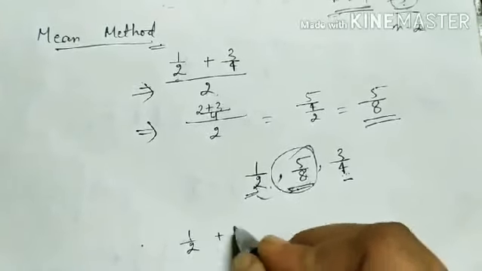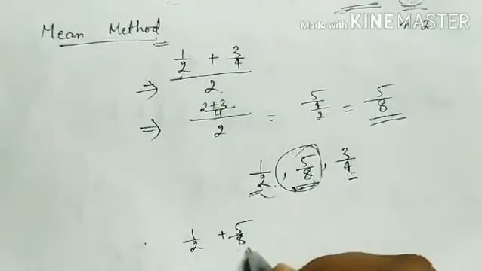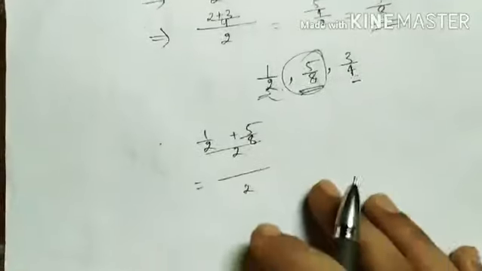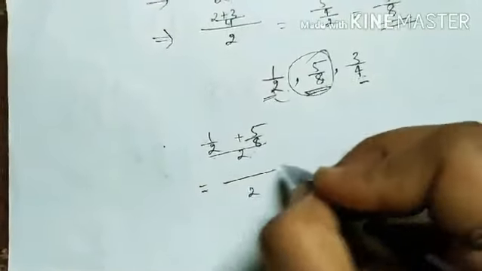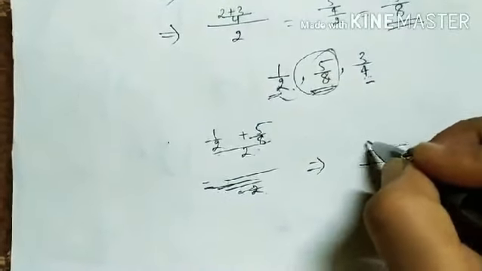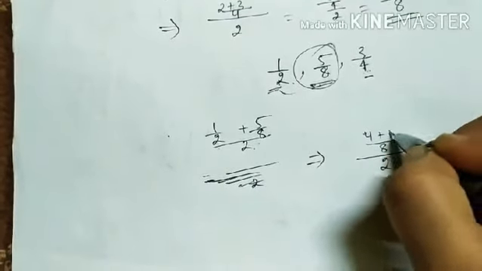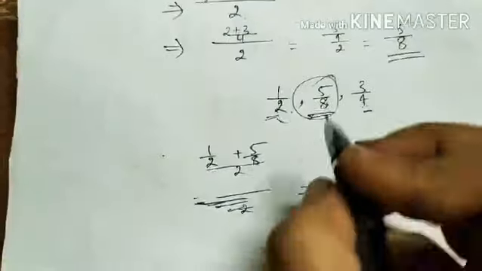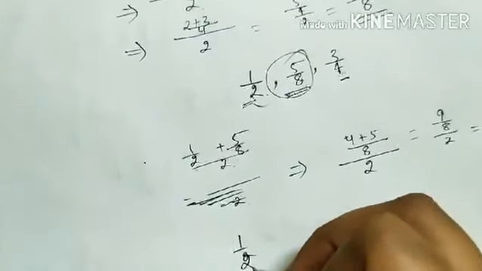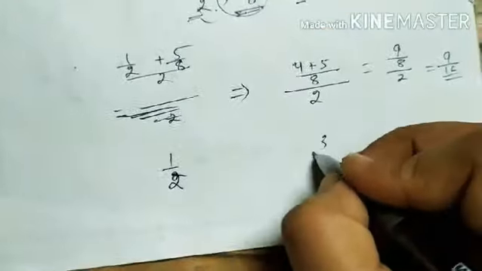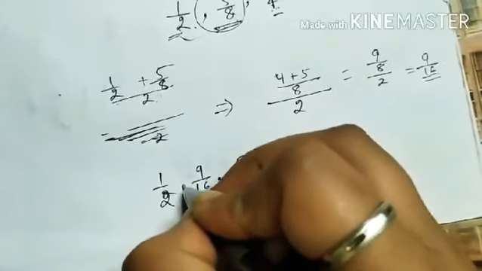1/2 plus 5/8 is equal to what? We'll divide by 2. We'll take the LCM of the denominator part. What it will be? It will be 2, and it will be 8. This is what? 4 plus 5, right? 9/8/2, that is what? 9/16, right? So 1/2 और 3/4 के बीच में हमने दो रैशनल नंबर्स निकाल दिए. कौन कौन से? एक 5/8 निकाला और एक क्या निकाला? 9/16 निकाला, राइट? 9/16 निकाला.